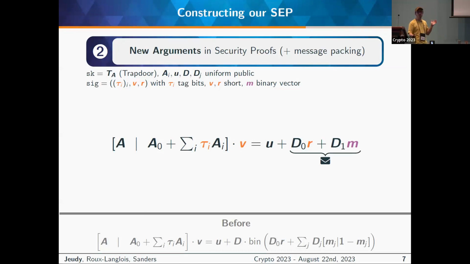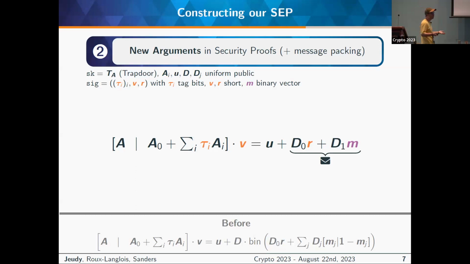And now we have a much cleaner equation that can directly be proven in zero knowledge, but it's still rather not compact. The reason for that is because we still have those tau-i's and AI's. And as I said, we have 256 tag bits, meaning that we have 256 fully random matrices AI's in the public key. So either you represent them as seeds if you want to compact the public key, but then you still have to recompute them in the signing process. So it turns out to be inefficient either way.